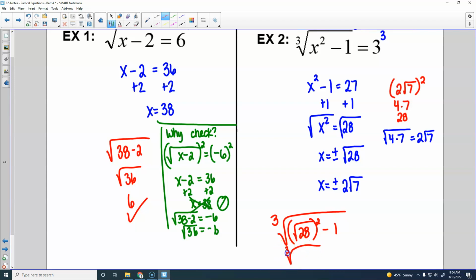So you got cube root of 28 minus 1, which is the cube root of 27, and the cube root of 27 is 3, so you know that that worked there. It would also work if this square root of 28 right here was negative, because when you square that negative square root, it becomes positive, so you'll get the exact same thing. Okay, questions?